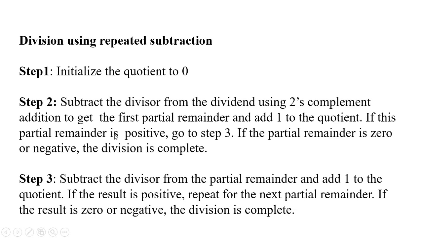If this partial remainder is positive, go to step 3. If the partial remainder is 0 or negative, the division is complete. Subtract the divisor from the partial remainder and add 1 to the quotient. If the result is positive, repeat for the next partial remainder. If the result is 0 or negative, the division is complete.